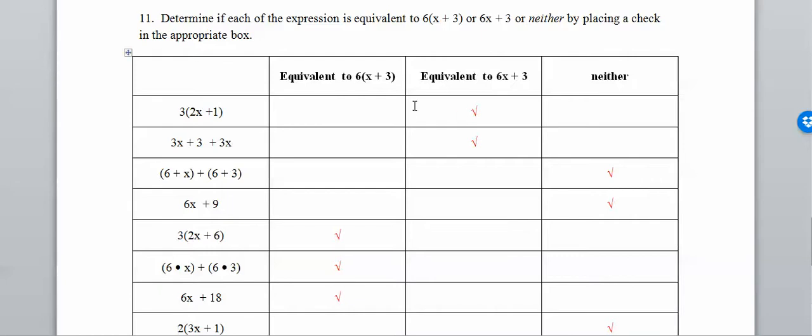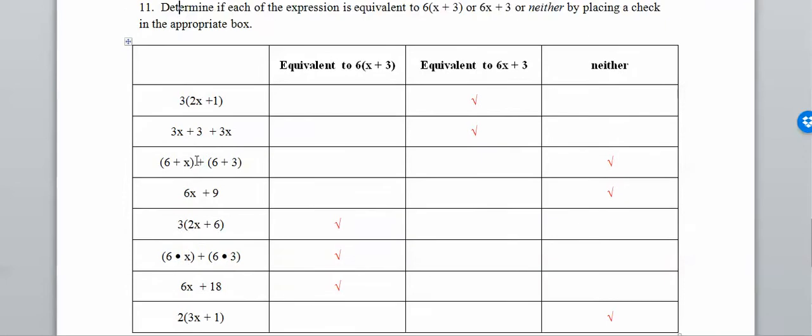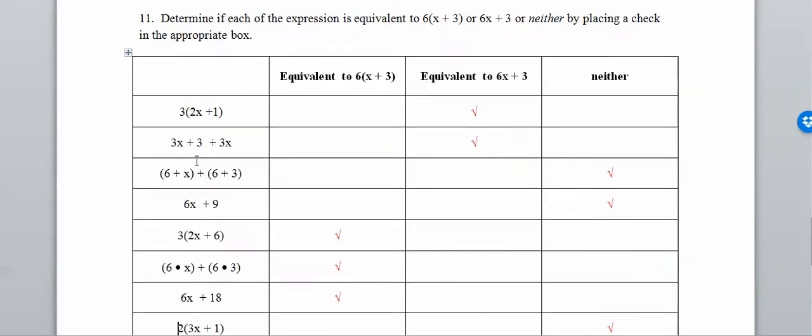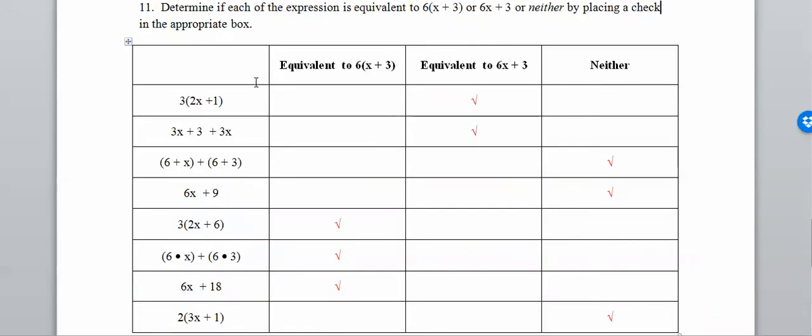Finally, let's do number 11, saving the best for last. Okay, so the first thing that they want us to do, oops, didn't mean to do that, sorry about that. The last thing that we need to do is decide which box each of these fits in. So I like to first think and simplify this one. What's 6 times x? And that's 6x. And what's 6 times 3? And that's 18. So each of these needs to equal 6x plus 18 or 6x plus 3.